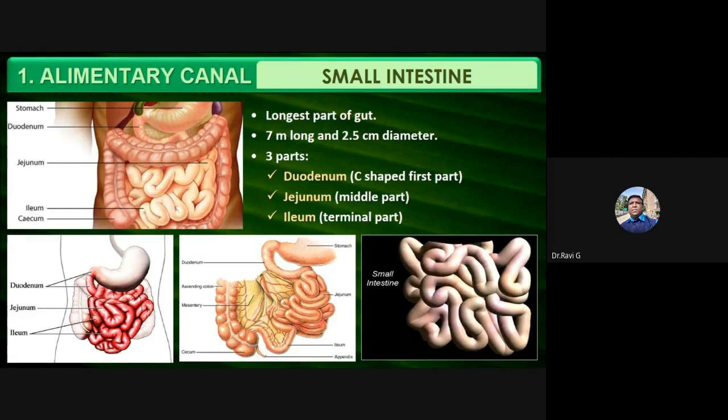The three parts of the small intestine are the duodenum, which is the C-shaped first part, where major digestion takes place. So DJI, you can remember it as: jejunum is the middle part, ileum is the terminal part.